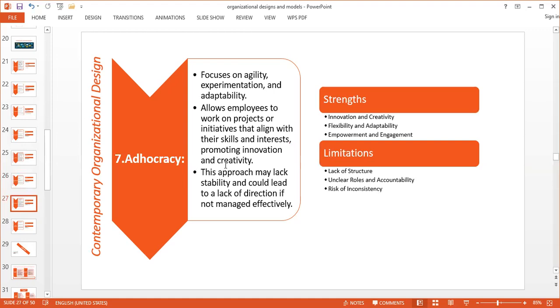The advantages of this design are innovation and creativity, flexibility, adaptability, empowerment, and engagement, while disadvantages are lack of structure, unclear roles and accountability, and risk of inconsistency.